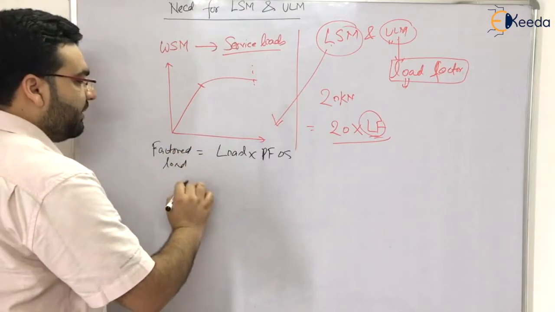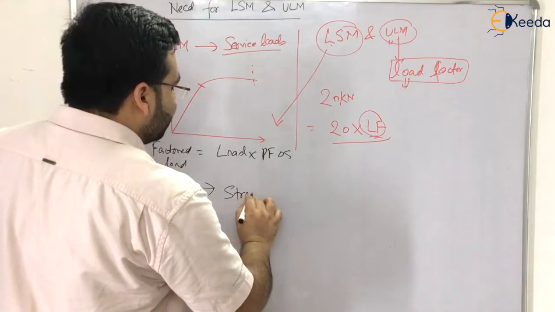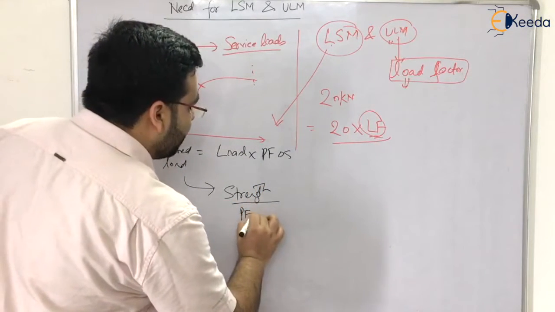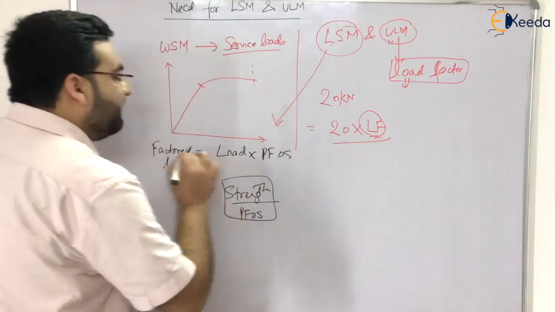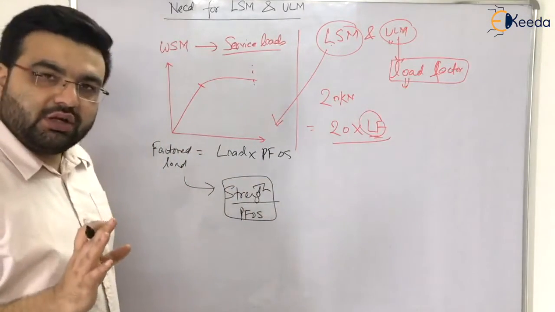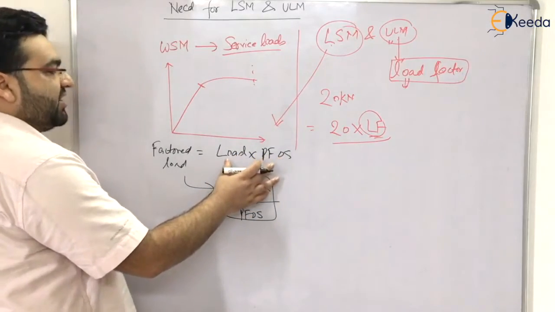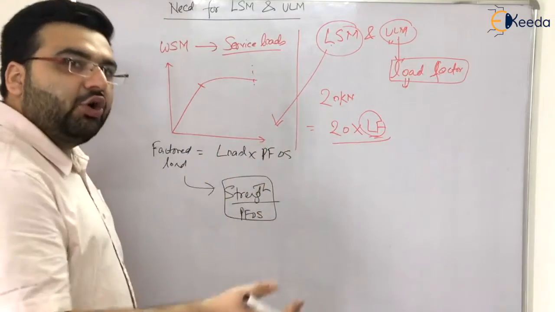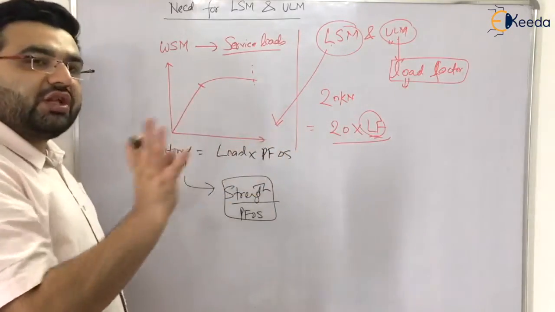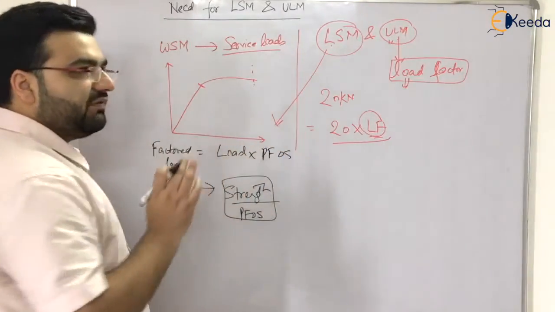you will be getting some strength of the beam. Now that strength again we are dividing with a partial factor of safety. It means that we are providing a two-way factor of safety, first with the load and then with the strength. First we multiply the load with the partial factor of safety to get the factored load, then we design the beam for that factored load, and whatever strength we get, we again divide with the partial factor of safety.